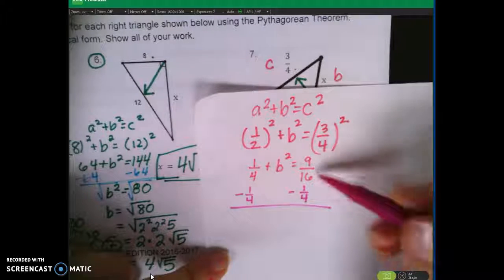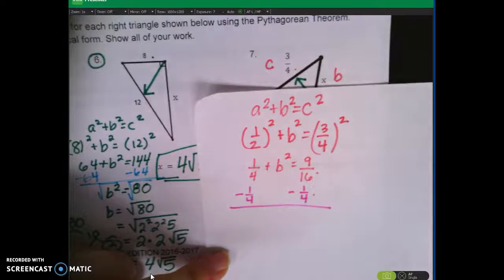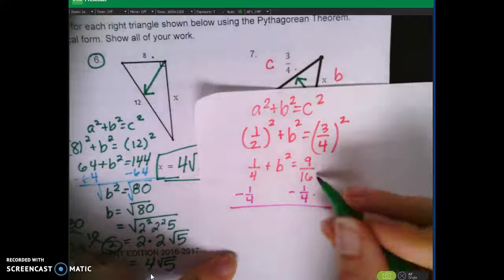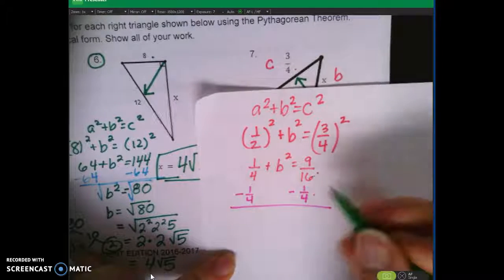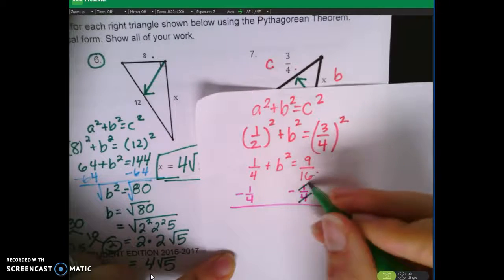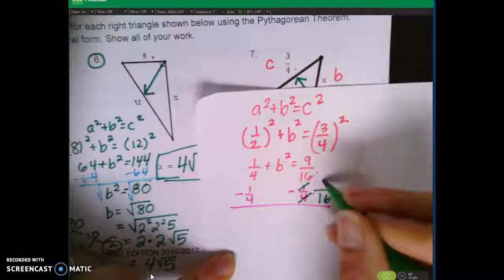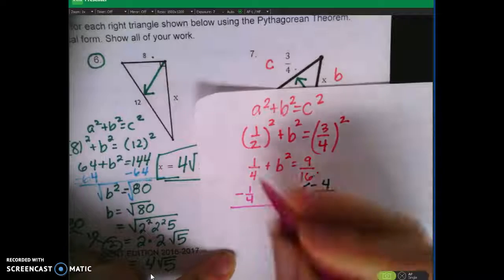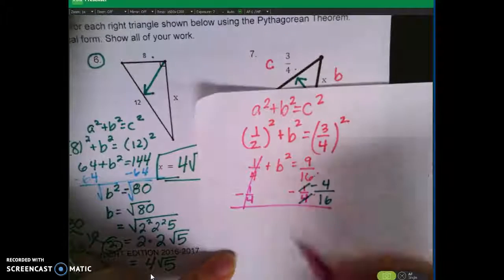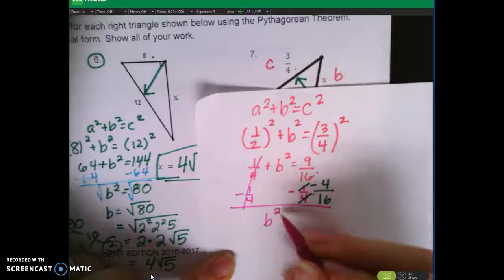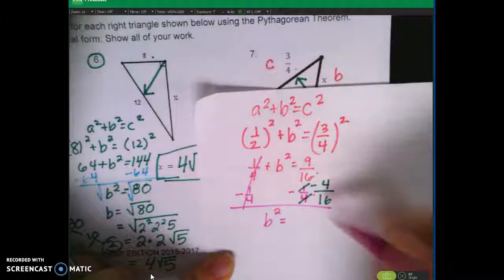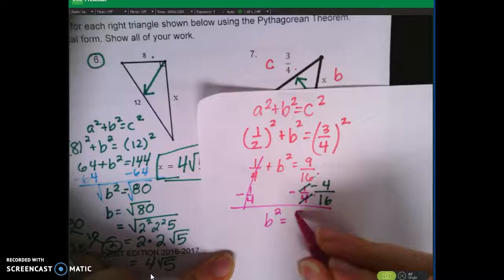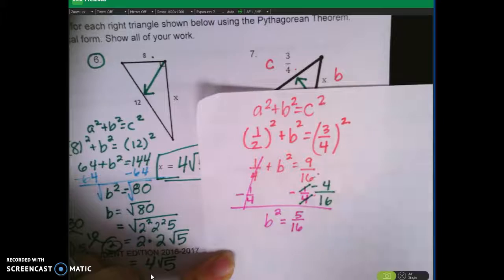Notice, if I'm subtracting fractions, I need, that's right, a common denominator. So 16 is my common denominator. If I have a common denominator of 16, this is really 4/16. 1/4 minus 1/4 gets me nothing, 0. B squared equals 9/16 minus 4/16, which is 5/16.